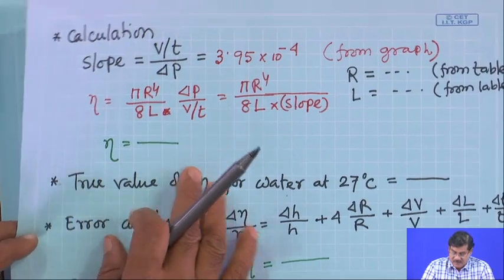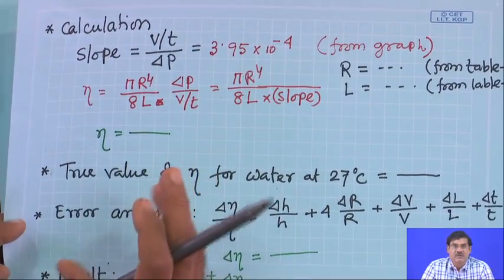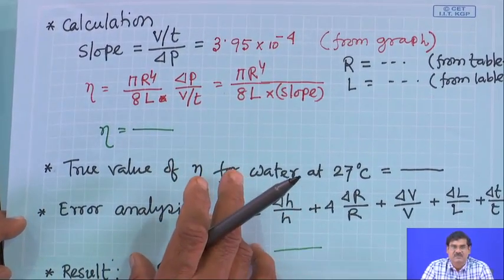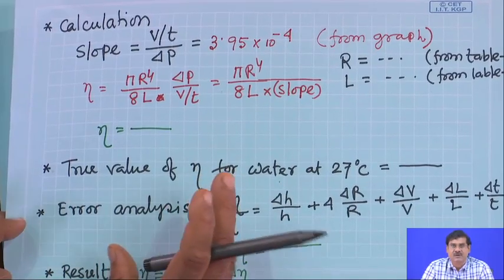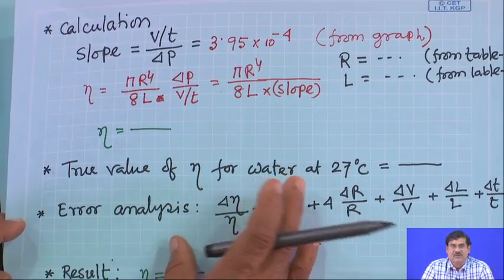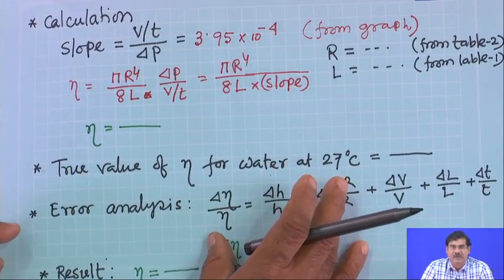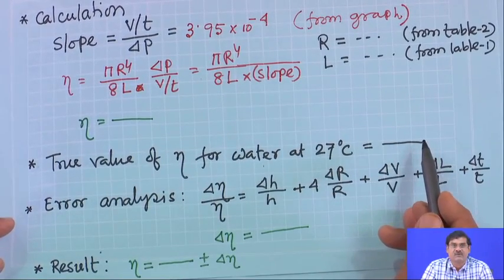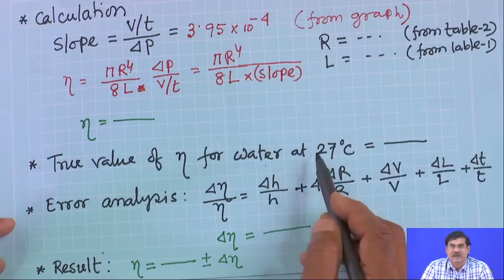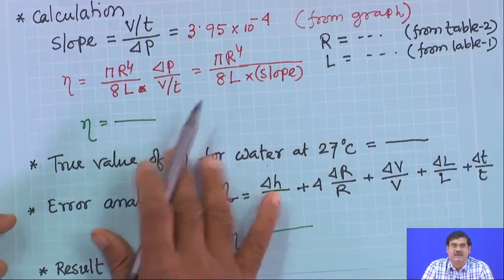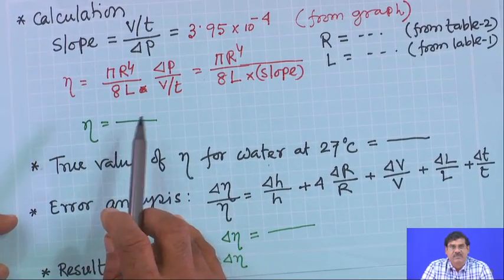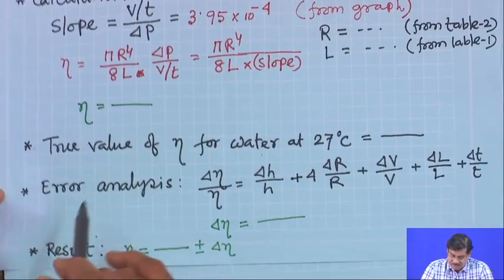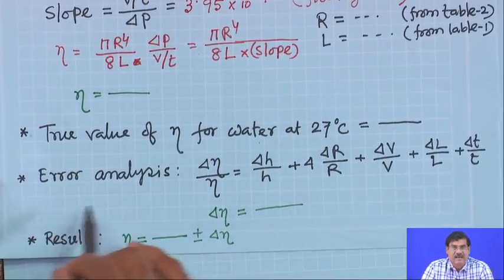Now, this is the universal constant, the viscosity of water at a particular temperature. So, that is available from data. That true value of eta for water at 27 degrees you should write, and then compare how good your result is. So, next is error analysis.